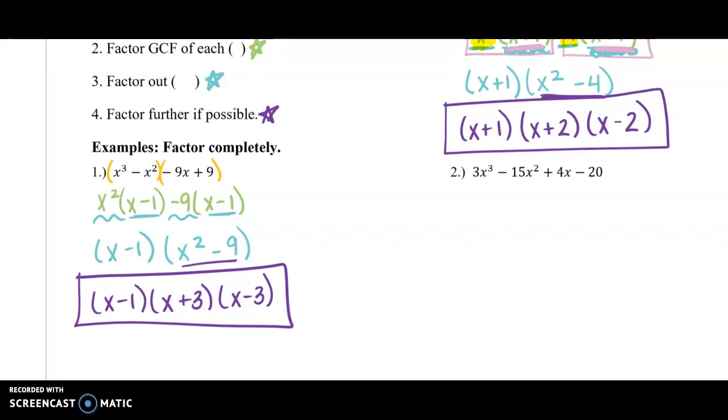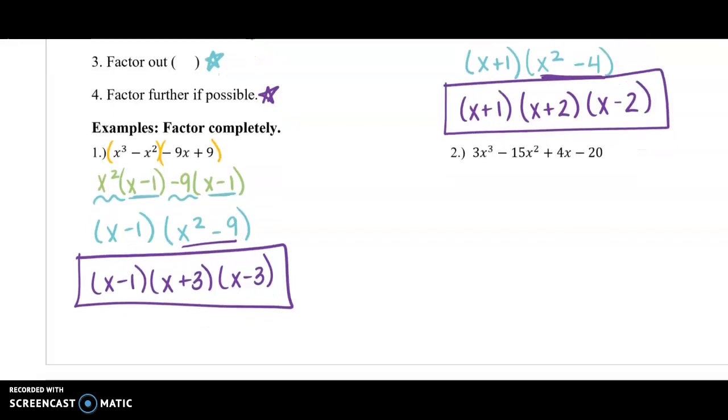If you ever weren't sure if you did that correctly, you could go ahead and FOIL the first two sets, and then you could go ahead and FOIL that into the last one as well to make sure you get back to what you had from the beginning. Okay, so let's go ahead and look at number 2.